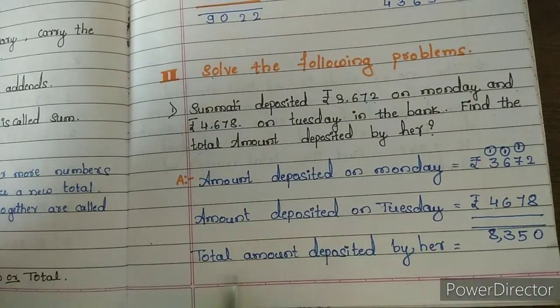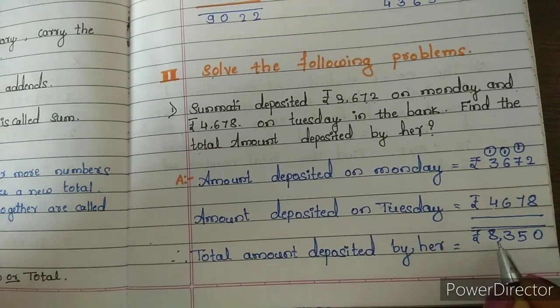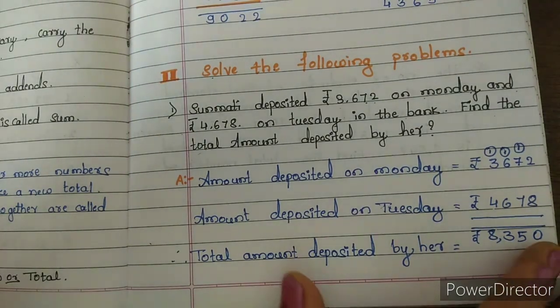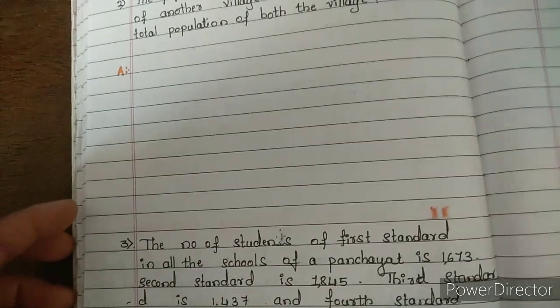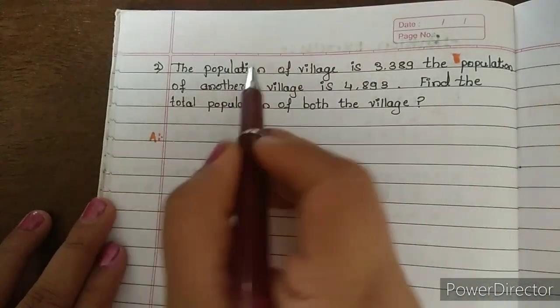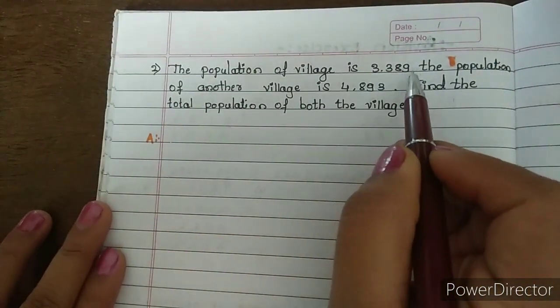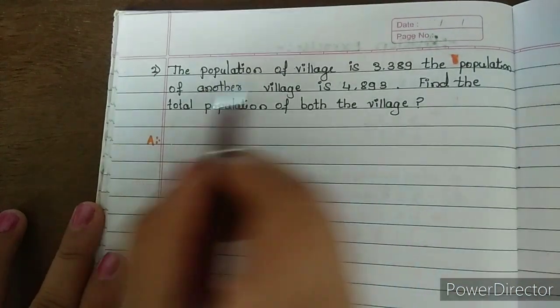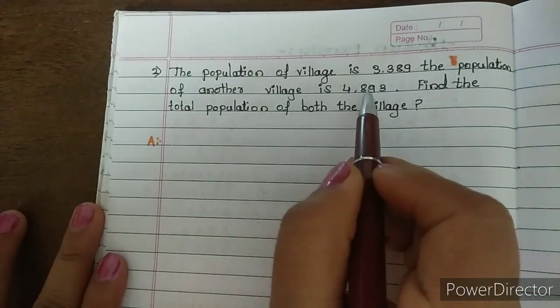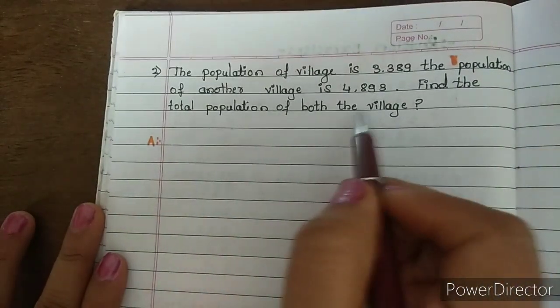8. Okay. Therefore, total amount deposited by her is how much? Rupees. Write the symbol rupees 8,350. This is your first problem. Then second problem. Second one. The population of a village is 3,389. The population of another village is 4,893. Then find the total population of both the villages.